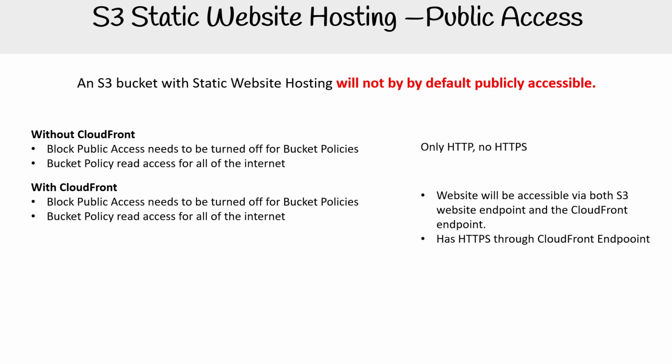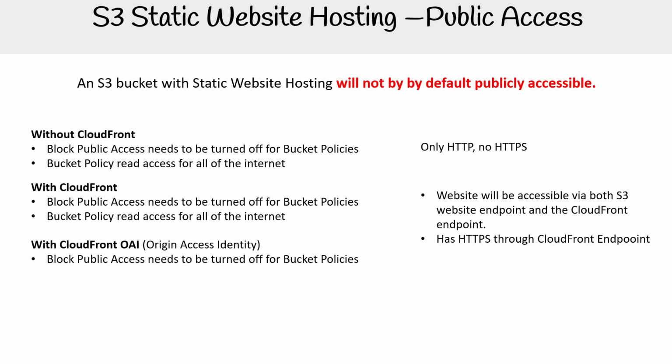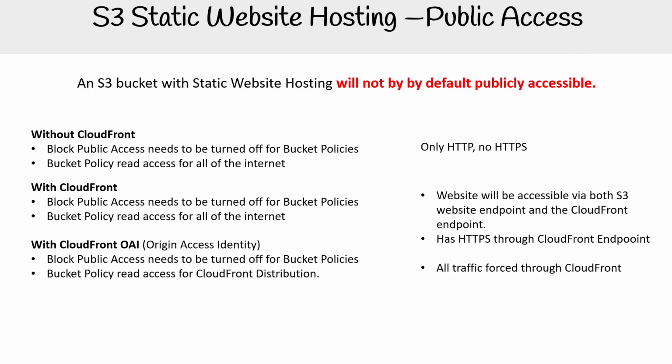So how can you force it to go only through CloudFront? That's with an OAI, an origin access identity. So again, you'll have to turn off block public access for bucket policies. At least I think you have to. I say that with a lack of confidence because sometimes you don't have to, and that's because with OACs you don't. But anyway, we'll turn it off. We will create a bucket policy, but this time we're going to only allow the CloudFront distribution to access it, not all of the internet. So that's going to force all the traffic through CloudFront. We get that HTTPS. We're going to get a secure link, and that's great.